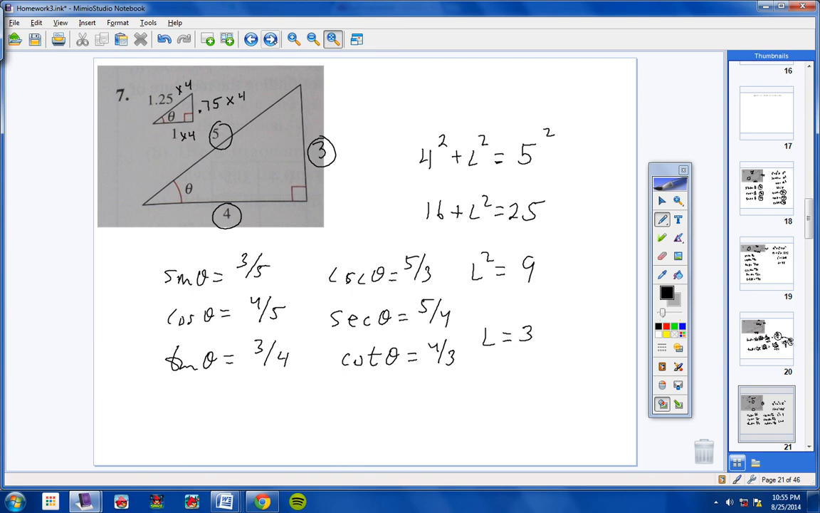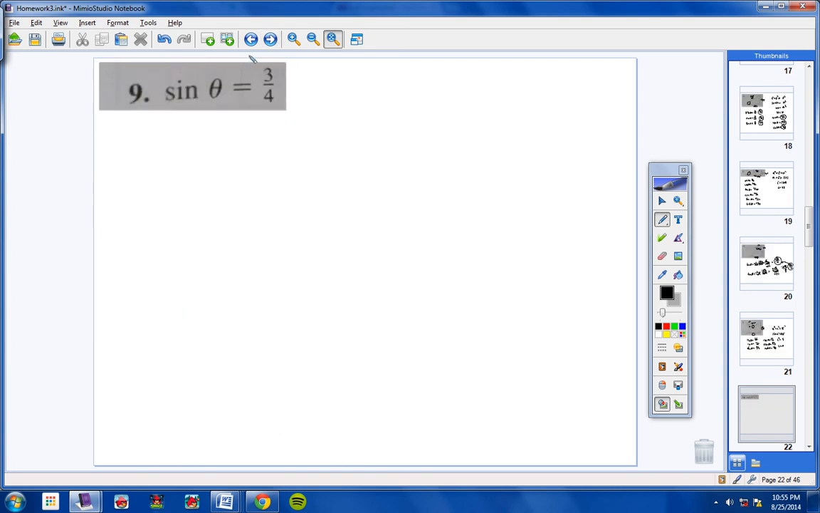Okay. All right, let's continue on to numbers 9, 11, 13, and 15. We're going to set up a triangle and find the missing side, and then find the other 5 trig functions. So we're going to draw a quick right triangle. We do not care if it's drawn to scale. That's not a big deal.